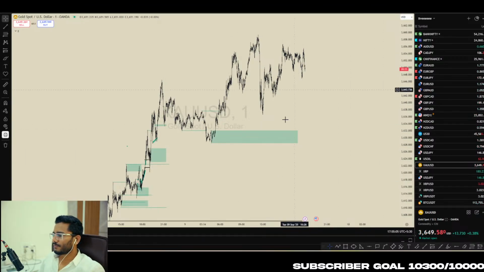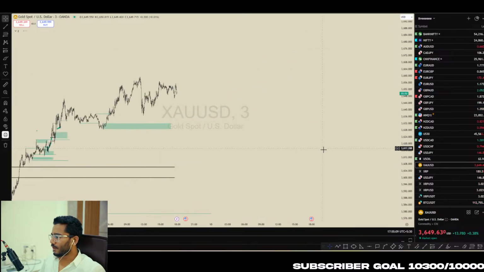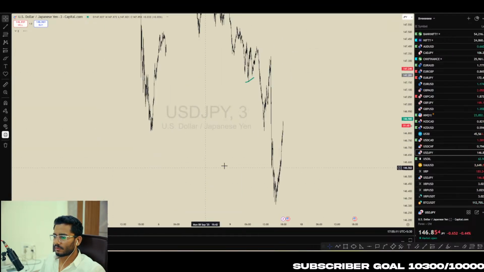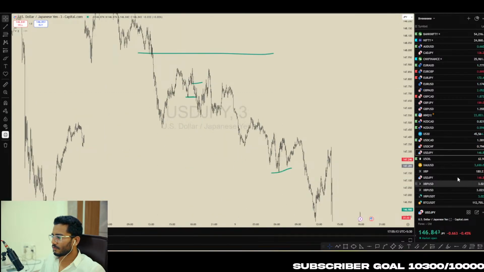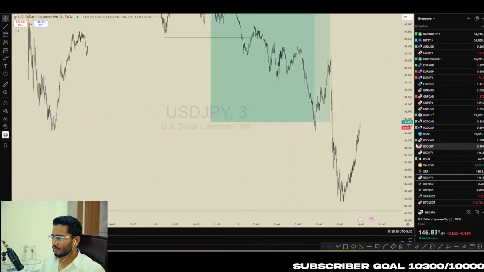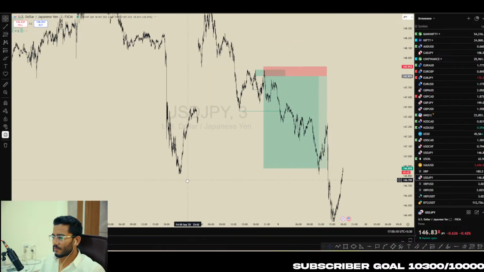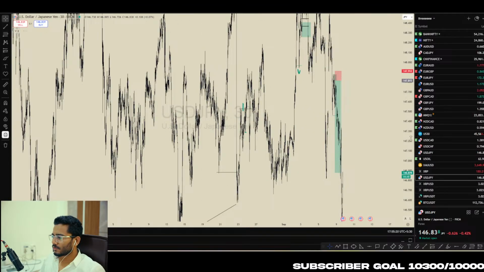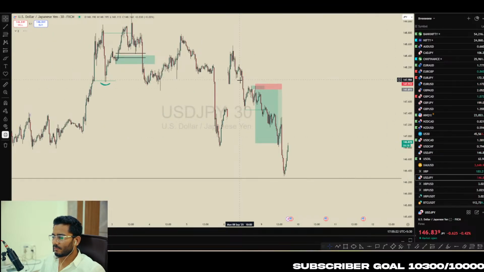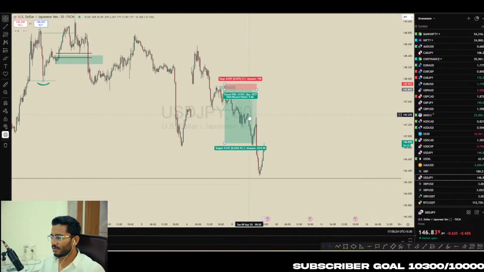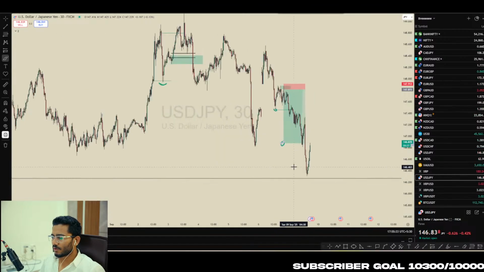Okay, let's see. Yesterday I gave one trade on USD JPY, which was this one. And yeah, so we had this imbalance and price swept the liquidity from this high, broke the structure, entry. This low was taken out. This low was taken out. So right now, if we see, I'll remove this.